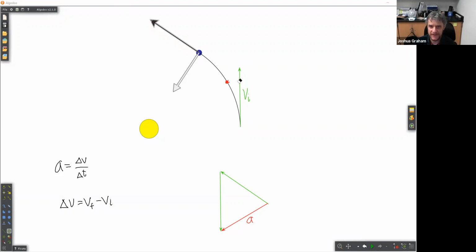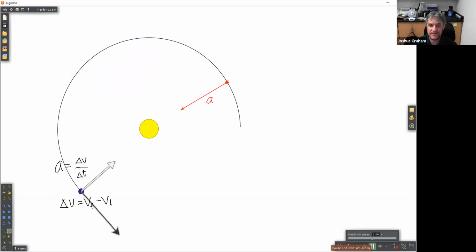The acceleration vector A is what I'm dealing with, and I'm going to draw it from that spot that I talked about before. So right there. And notice that acceleration vector points, let me start the simulation again. What direction does it point? It points directly towards the center of the circle.